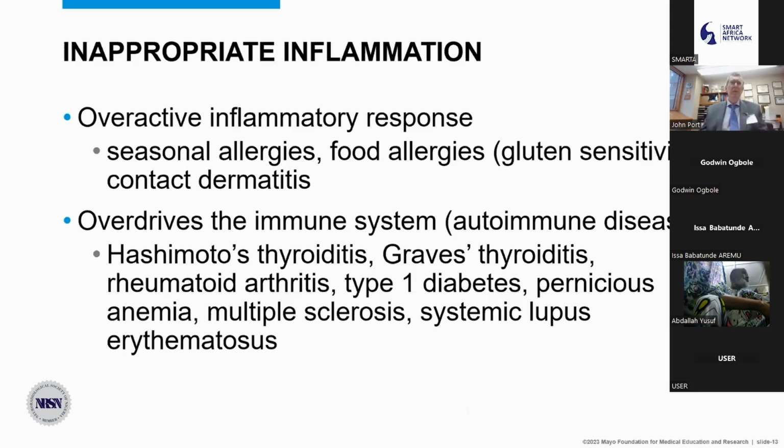Now, occasionally inflammation, like all systems in the body, can be faulty. And so you might have a slightly overactive immune system, and this will manifest as things like seasonal allergies, food allergies, contact dermatitis, things like that. But if the inflammatory system pulls in the immune system, then we get autoimmune disease.